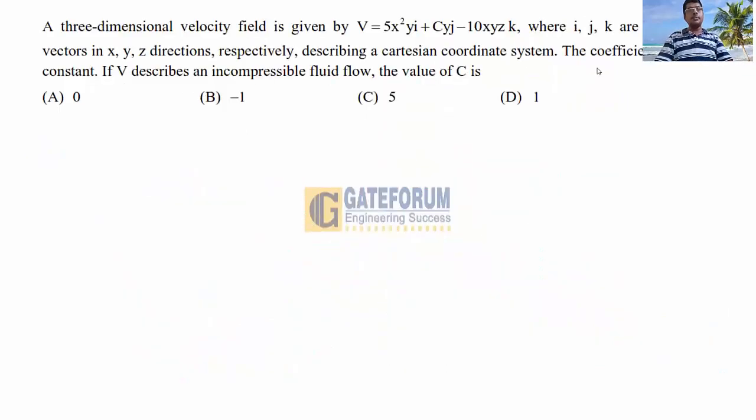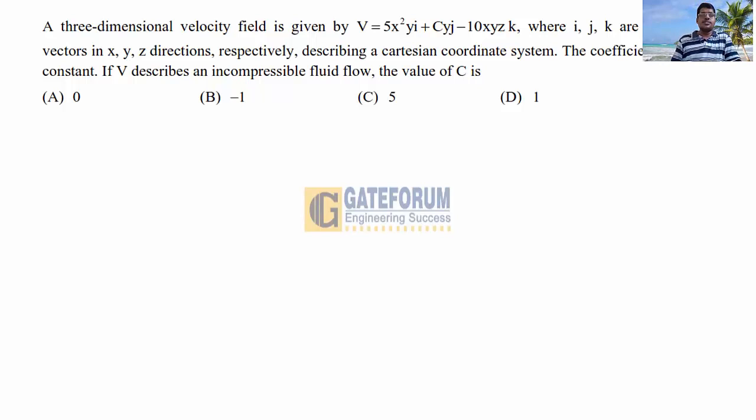The question: a three-dimensional velocity field is given by V is equal to 5x square y i plus cy j minus 10xyz k, where i, j, k are the unit vectors in x, y, z directions respectively, describing a Cartesian coordinate system. The coefficient C is a constant. If V describes an incompressible fluid flow, the value of C is. Four options A, B, C, D are given. This question is from engineering mathematics, from the topic vector calculus, subtopic divergence.